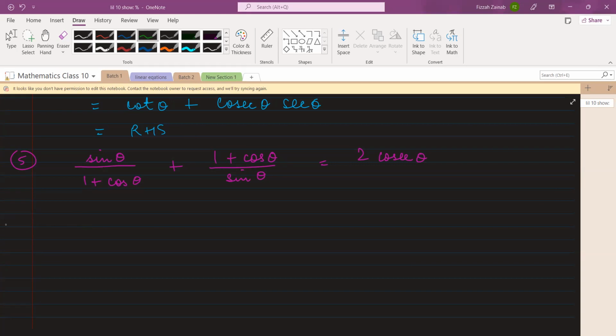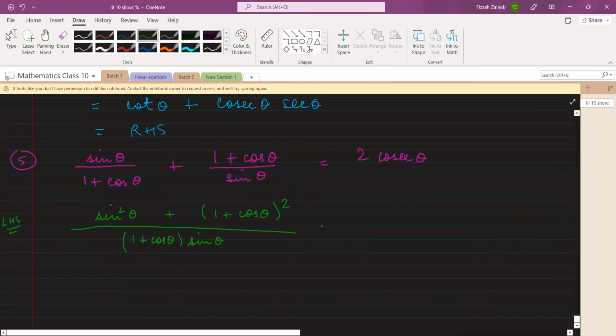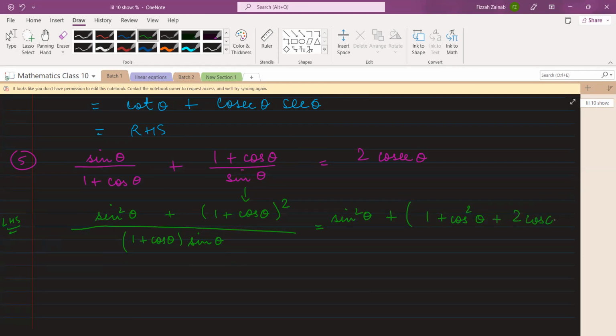Okay, now see this. LHS. So 1 plus cos theta into sine theta will be the LCM. So this becomes sine square theta plus, and this becomes 1 plus cos theta whole square, right? Now you cannot add it because you have a plus b whole square formula, so you have to expand this bracket first of all. So sine square theta plus. Now this is a square plus b square plus 2ab. So 1 plus cos square theta plus 2 cos theta, right? And divided by 1 plus cos theta into sine theta.